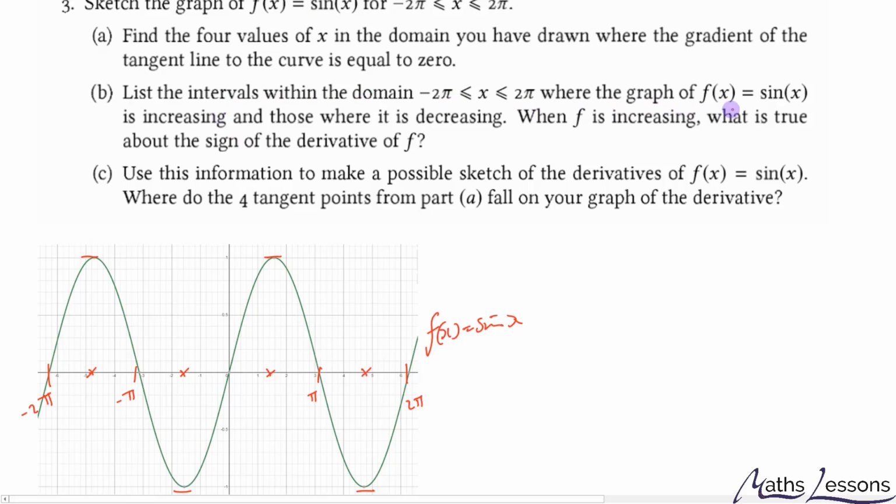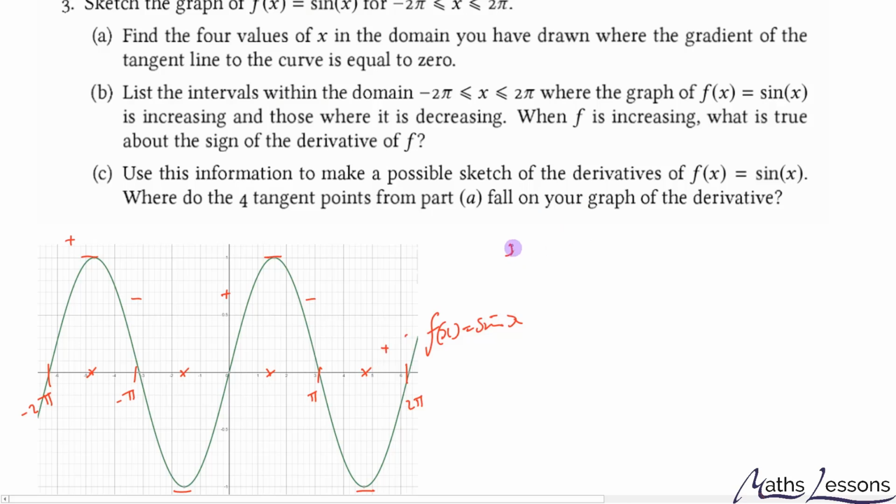Now we're going to list the intervals where sine of x is increasing and where it is decreasing. So sine of x is increasing here, so the gradient is positive. It's decreasing here, so it's negative. And it's increasing here, so it's positive. Decreasing here, so it's negative. Increasing here, so it's positive.